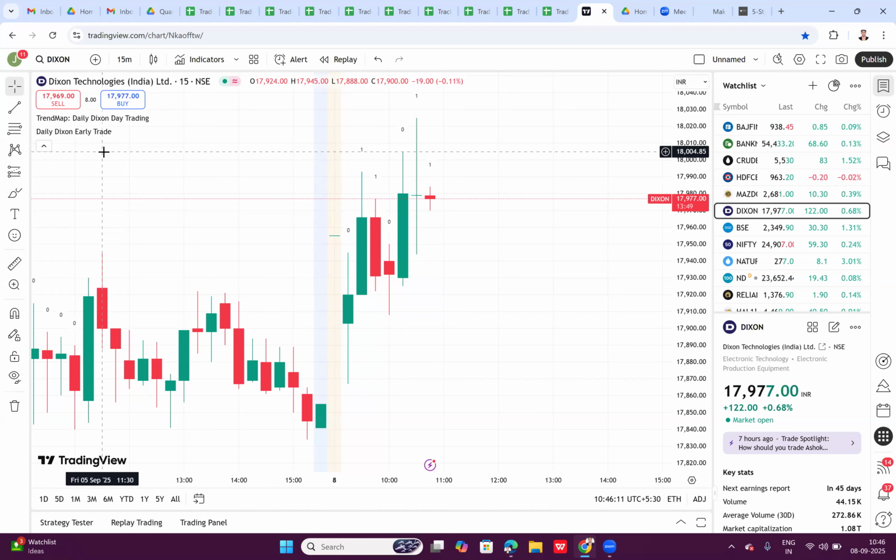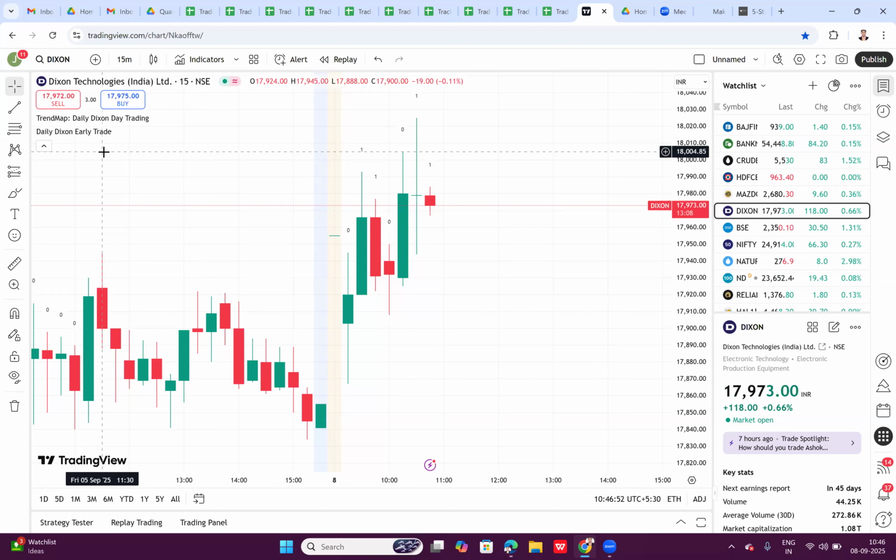We first have to wait for 9:45. Whenever the first two 15-minute candles close, then we start checking our trade. So we always start checking for a trade from 9:45 a.m., because the setup of the Dixon indicator is based on two candles of the 15-minute time frame. We don't have to take any action before 9:45. Whenever we get a trade in the Dixon indicator, we will get a proper trade between 9:45 and 11:15.